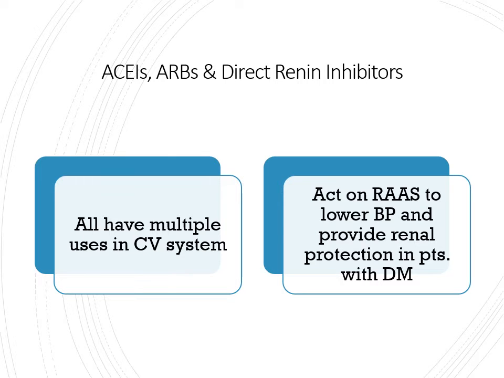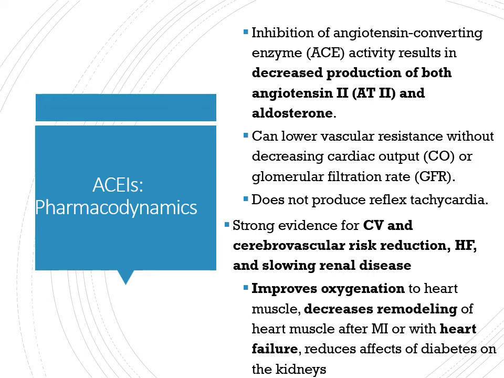All of these drugs have multiple uses in the cardiovascular system. Of course, they act on the renin-angiotensin-aldosterone system to lower blood pressure. So the ACEs work by inhibiting angiotensin-converting enzymes. So they do not allow angiotensin 1 to be converted to angiotensin 2, and so that decreases production of both angiotensin 2 and aldosterone.